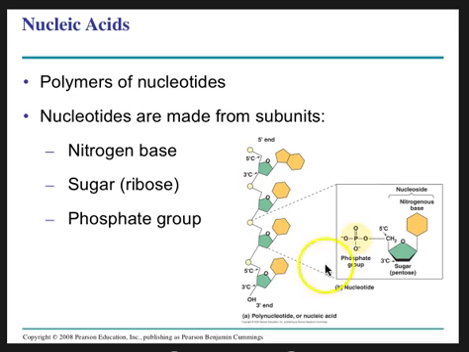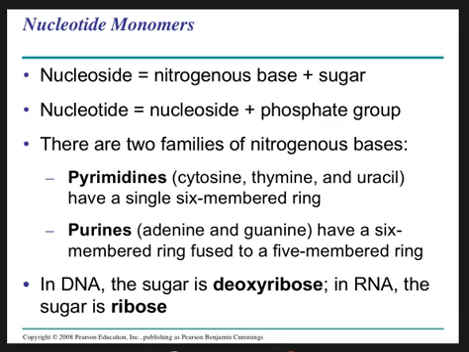So when we look at a nucleotide, the sugar and the phosphate, these guys right here, are going to make up the backbone, the sugar-phosphate backbone of the nucleic acid. And then these guys right here, the nitrogenous bases, are going to be what gives each nucleotide its characteristic. Okay, so nucleotide monomers. Remember, the monomer is the nucleotide.